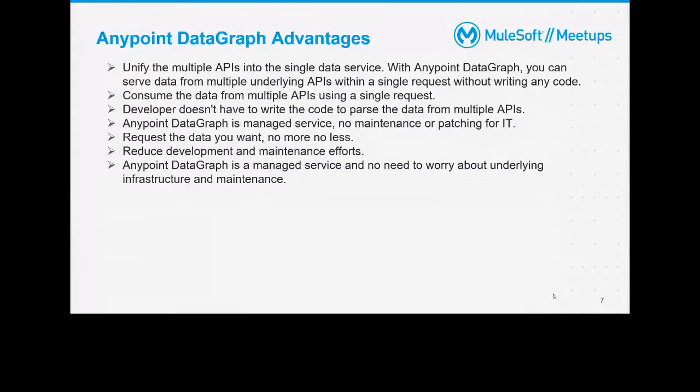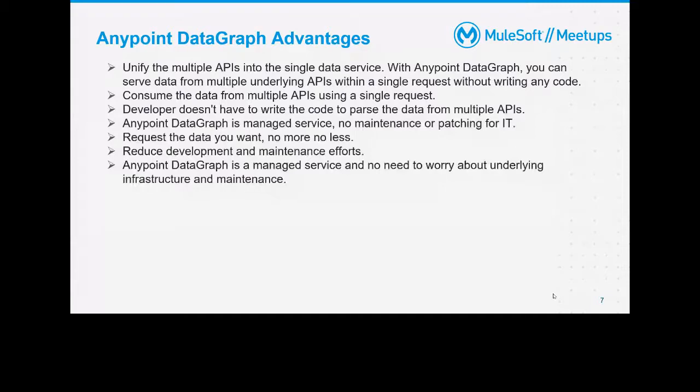Everything will be taken care of by this particular data service. With Anypoint Data Graph, you can serve the data from multiple underlying APIs with a single request without writing any code, right? We have already discussed this. For calling multiple APIs and aggregating the data, you don't have to write a single line of code. Basically, it's complete configuration. You can easily consume the data from multiple APIs using a single request. So the developer doesn't have to write any code to parse the data from multiple APIs.